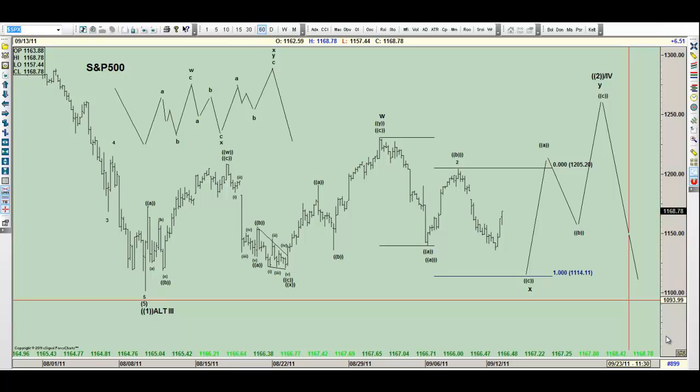Hello everyone and welcome to another Elliott Wave forecast educational video. This time around we're going to take a look at the double zigzag.